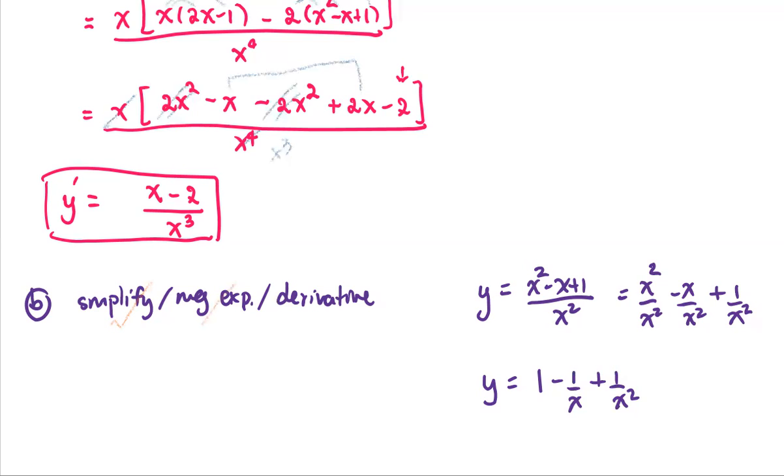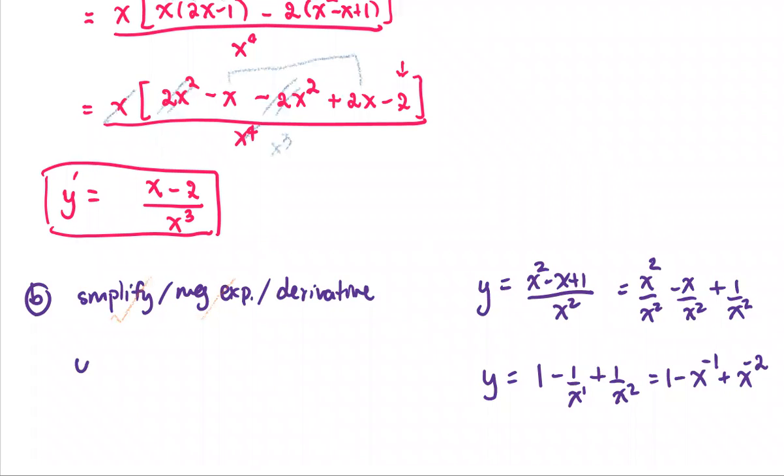How do we write it with negative exponents? Recall the negative exponent is the reciprocal of the opposite exponent. So the first term has no change, but the second term becomes negative x to the negative first. The third term becomes x to the negative second. Now, our function rearranges into the form of 1 minus x to the negative first plus x to the negative second. And recall, our goal is to find the derivative.